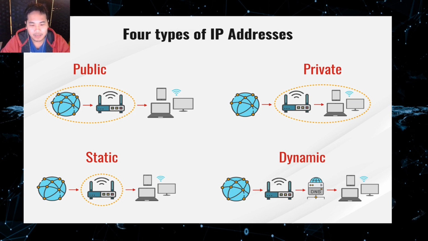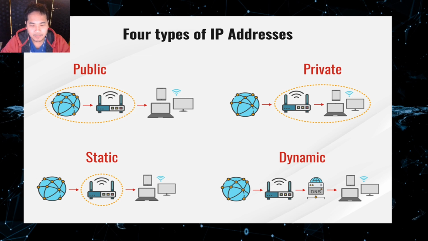A private IP address is used inside your LAN. These addresses are not routable on the internet. The private ranges are 10.0.0.0 to 10.255.255.255, 172.16.0.0 to 172.31.255.255, and 192.168.0.0 to 192.168.255.255. Every home network uses this.